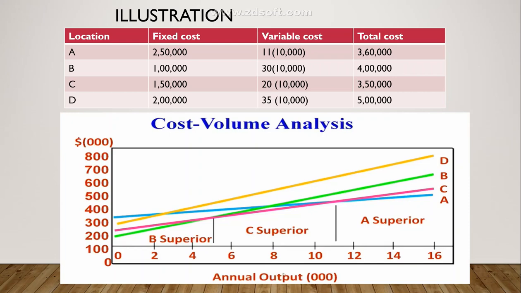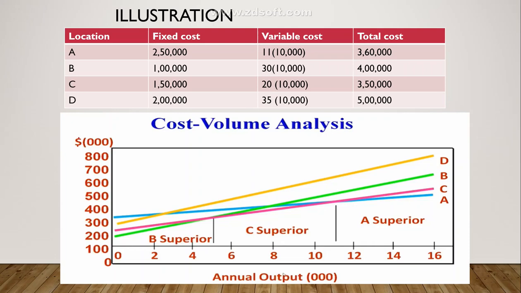Moving ahead, location B: the fixed cost is around 1 lakh and 30 rupees per unit is the variable cost. We have 10,000 units to be produced. So together the total cost is 4 lakhs. Moving ahead, let's see the data on cost and volume for the next location: the fixed cost is 1,50,000 and the variable cost is 20 rupees per unit.